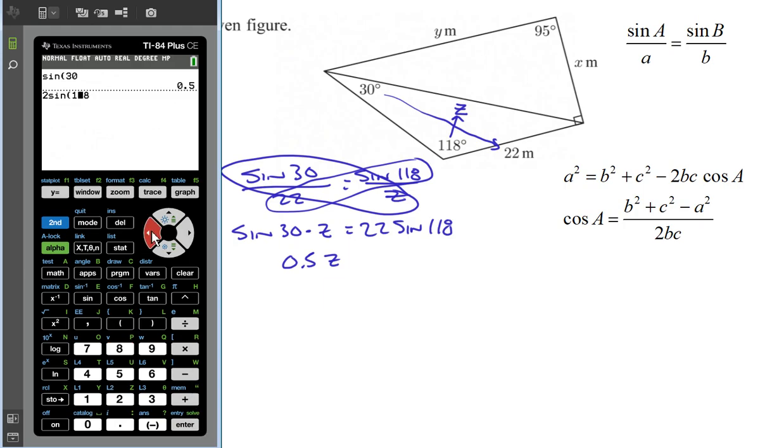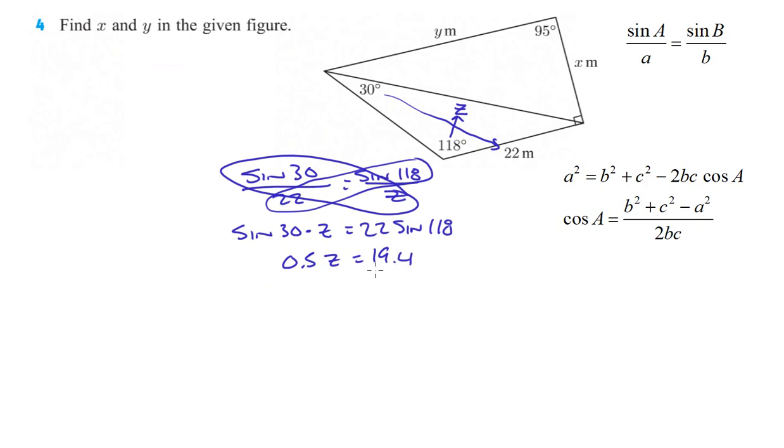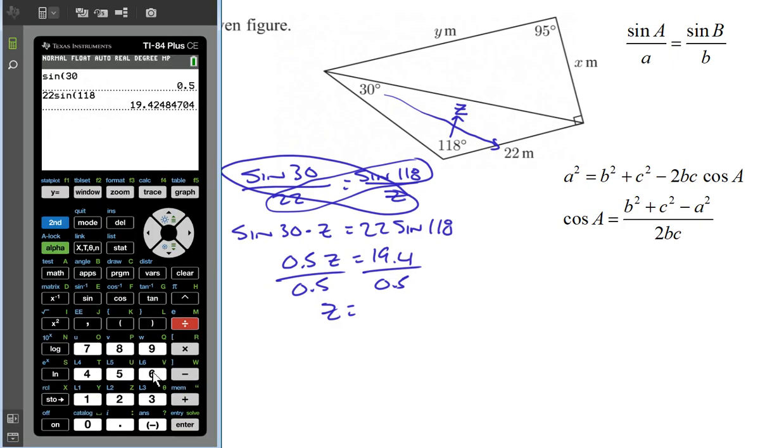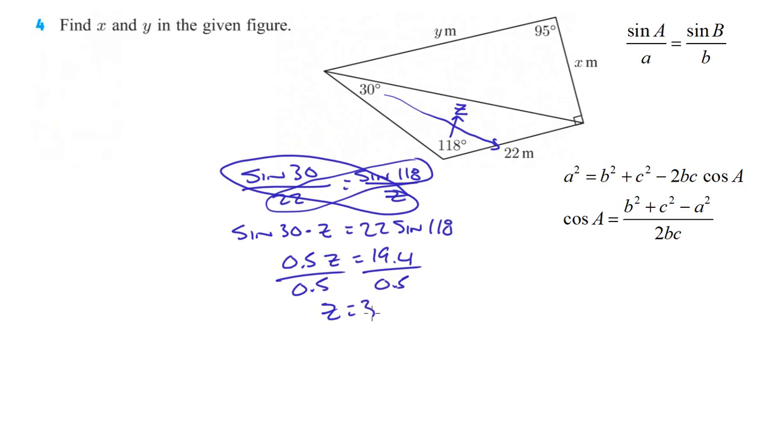Oh, I missed a 2 in there. Second insert, and I can put another one in there. And then push enter. We get 19.4. Divide both sides by 0.5. And we get that z. So take that divided by 0.5, which is basically just doubling it, right? 38.8. Okay, so this side right here is 38.8.